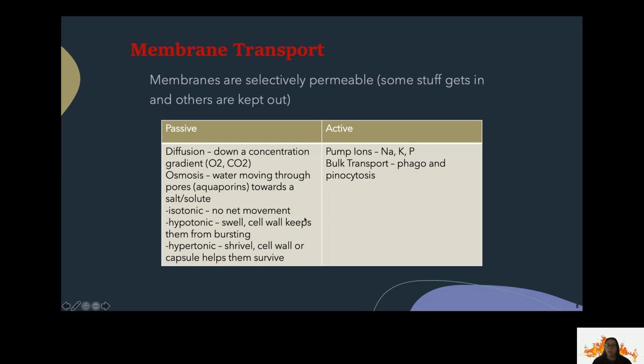Okay, membrane transport has a lot of strategies or techniques, and this is a concept you've learned previously, so I encourage you to use a lot of video help to reinforce this.